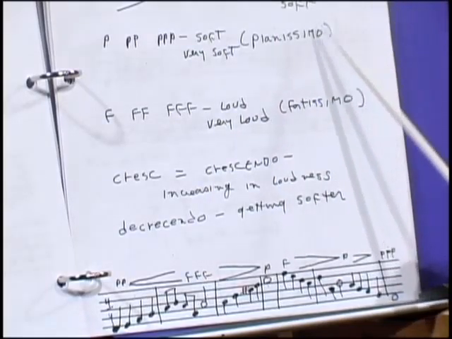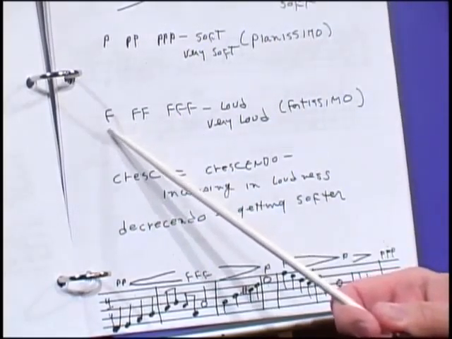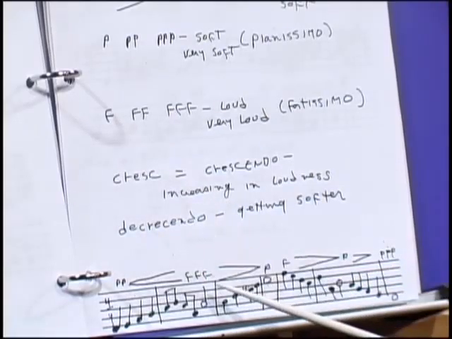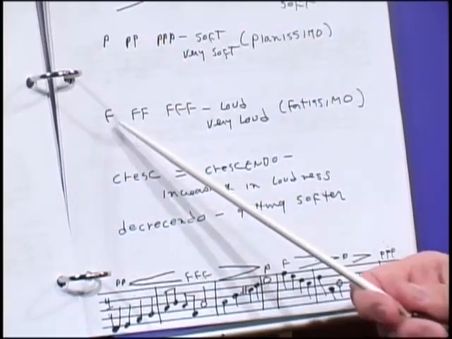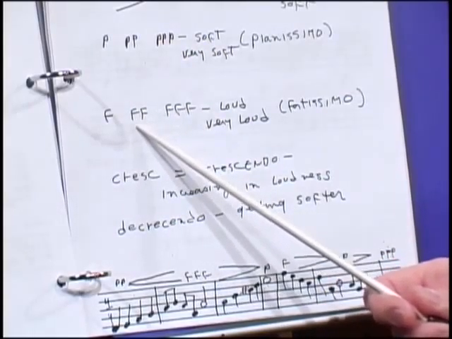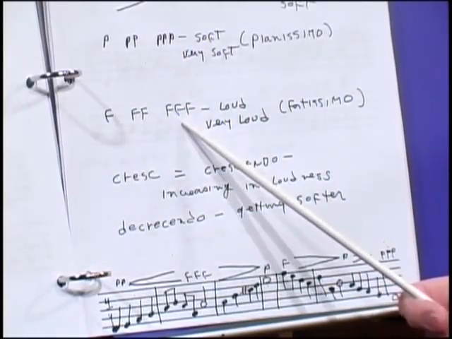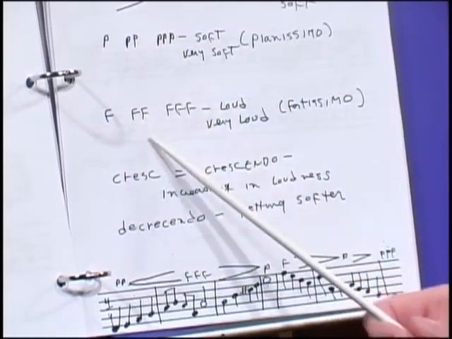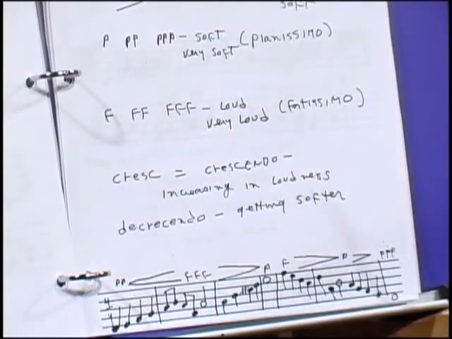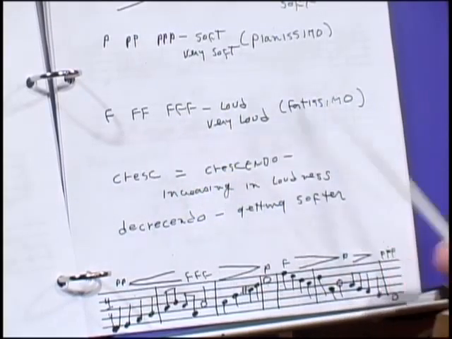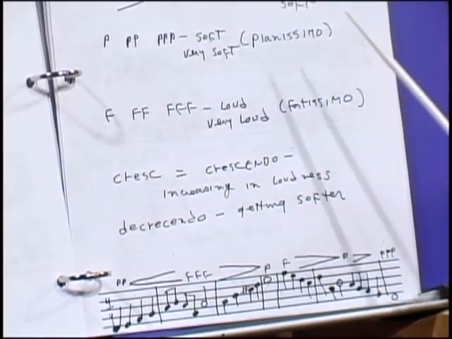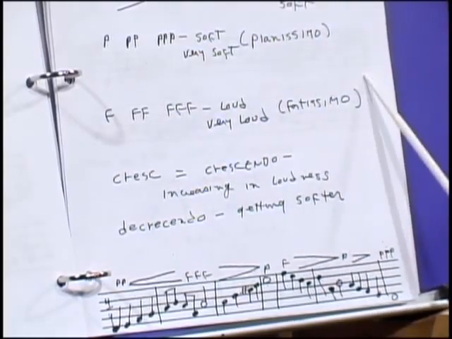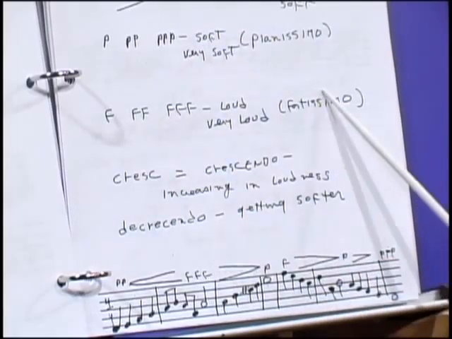Pianissimo means soft. If you have an F, and I have three Fs here, the Fs mean loud. This is loud. This is even louder, and this is quite loud. Usually you don't go above three Fs, but it's emphasized, loud, loud, loud. It's like loud, louder, and loudest. This is very loud, and the word that it comes from is fortissimo. So pianissimo, fortissimo, soft, quite loud.